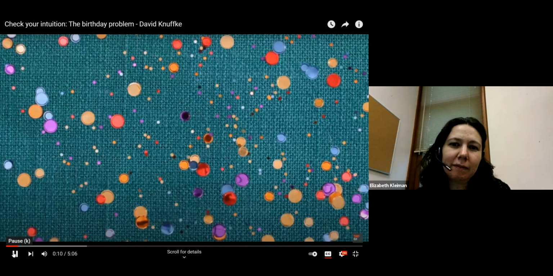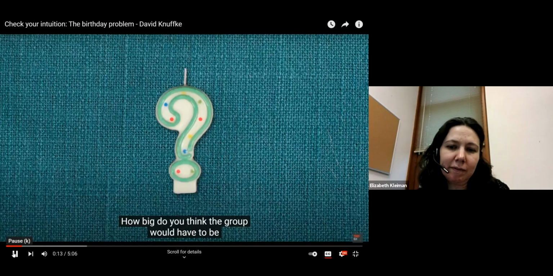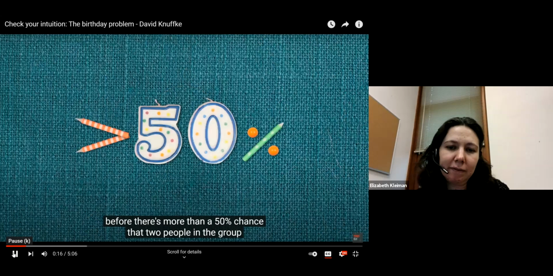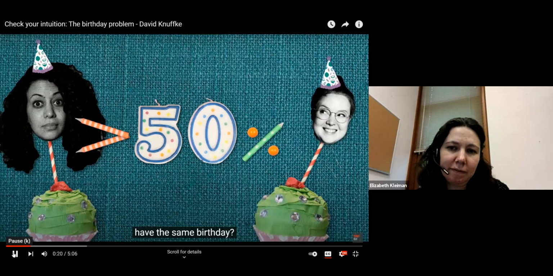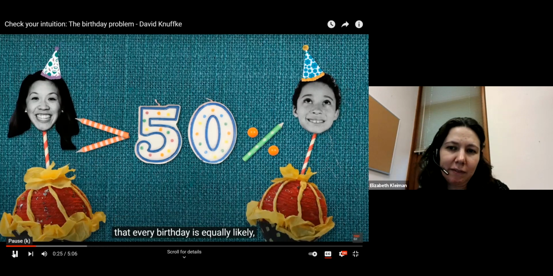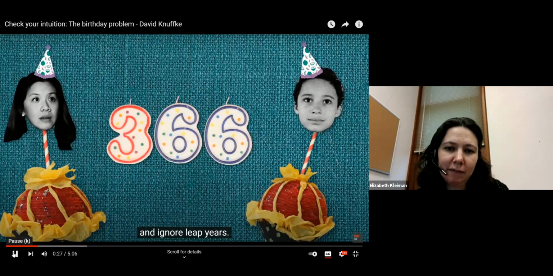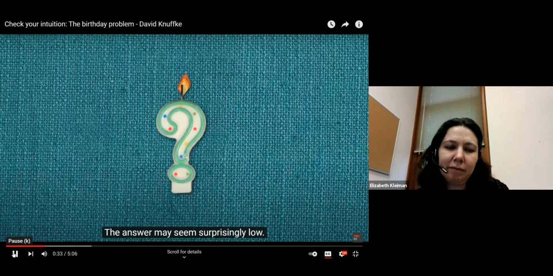Imagine a group of people. How big do you think the group would have to be before there's more than a 50% chance that 2 people in the group have the same birthday? Assume for the sake of argument that there are no twins, that every birthday is equally likely, and ignore leap years. Take a moment to think about it. The answer may seem surprisingly low.